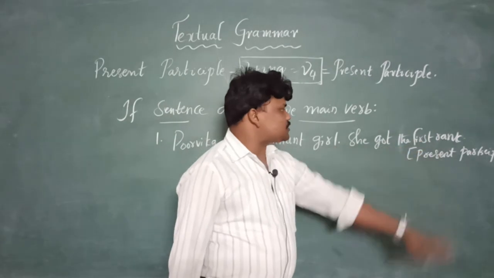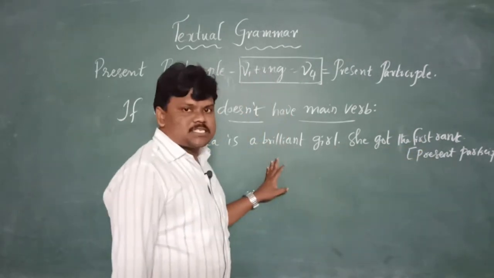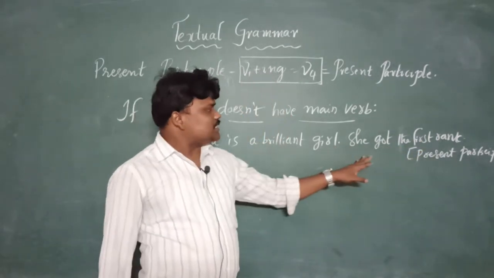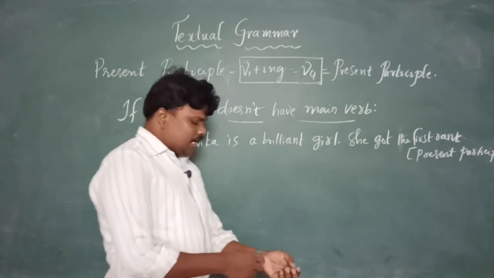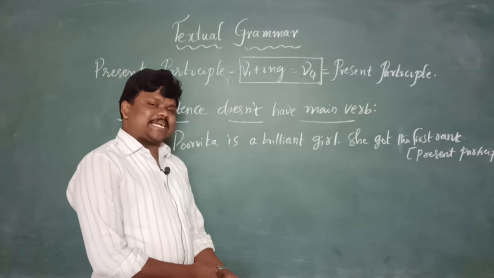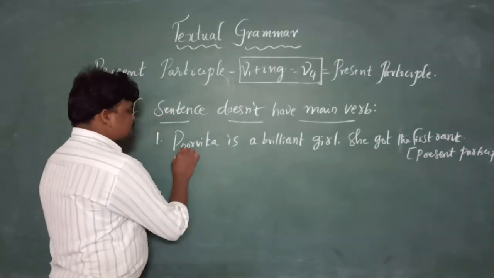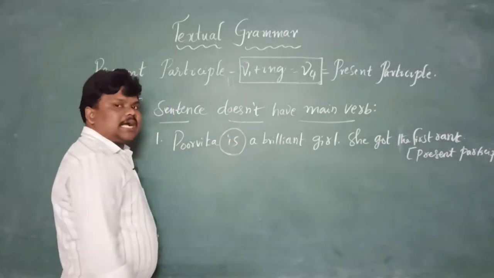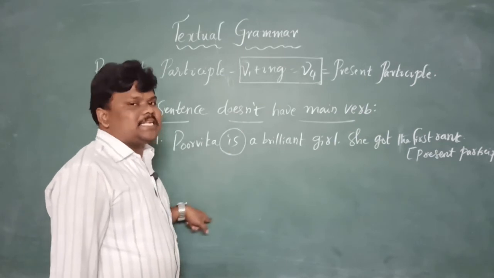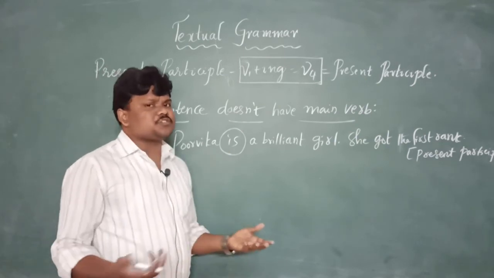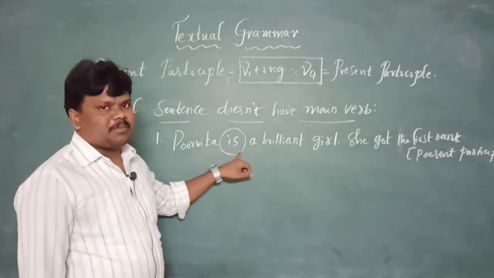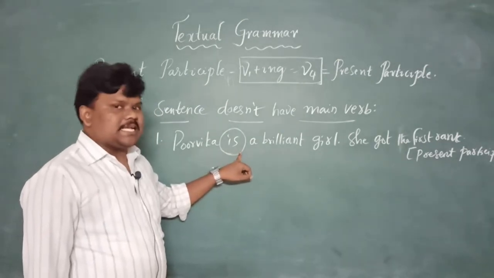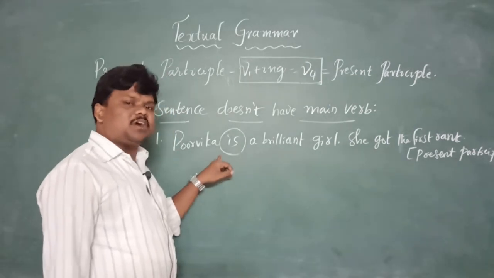She got the first rank. These are the two sentences. These two sentences asked us to combine with present participle. And in the last class I taught you, after the subject, if there is a main verb, convert that main verb into ing form. Now what is the situation? After the subject there is no main verb, but there is a helping verb. Is it possible to change this into ing form?